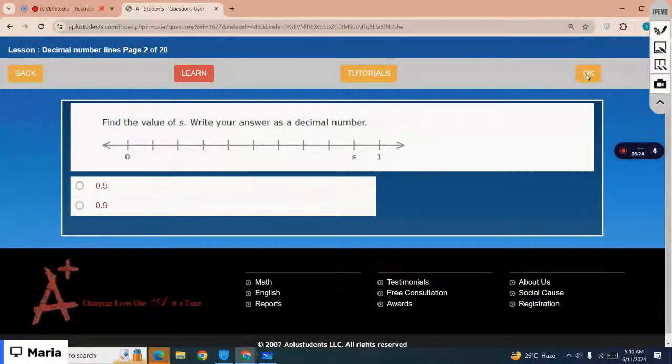Find the value of S. Write your answer as a decimal number. So which is the correct option? The correct option is, yeah, very good, 0.9. It is option number 2.